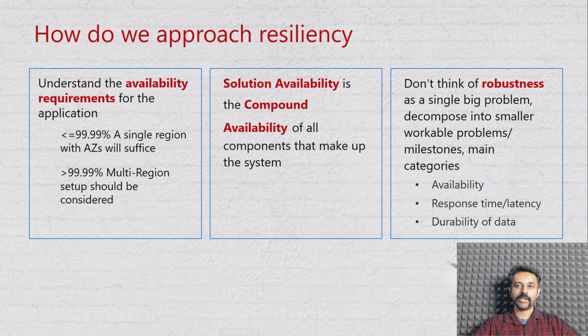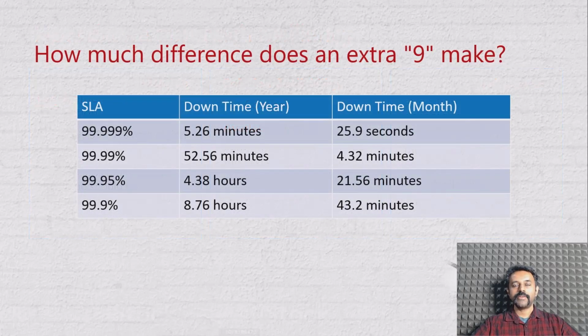In terms of availability as well as the response time, latency, or in case of disasters, how durable the data can be in our storage subsystem or could be in the backup layers. And next we look at what difference does an extra 9 make in the availability SLA that we define, right?